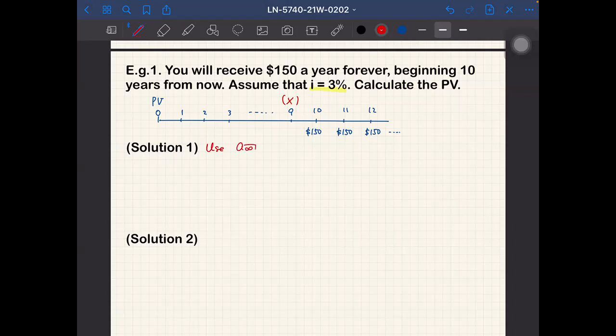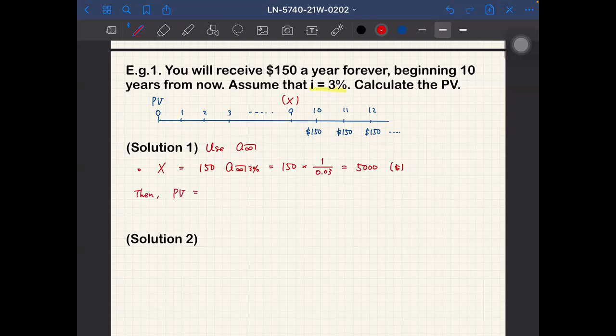So a angle infinity. Okay, so to calculate x, at first, x is equal to 150 times a angle infinity at 3%. So that is 150 times 1 over 0.03. So this becomes 5,000. So we can calculate x first. Then next, PV.